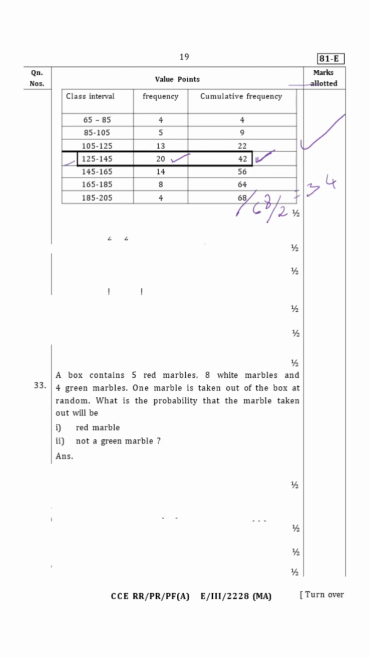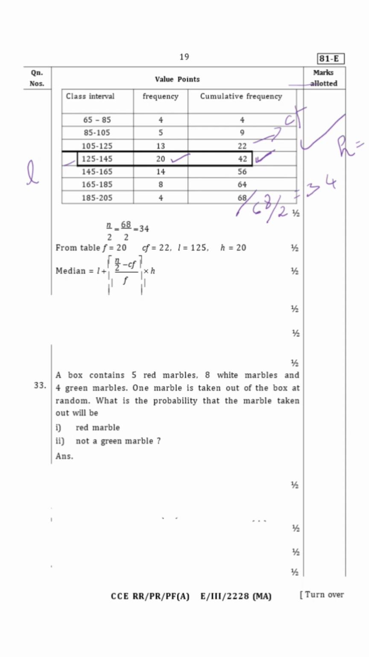L is 125. Cumulative frequency is 22. H is size of the class interval. 145 minus 125, it is 20. So the formula for calculating median is L plus n by 2 minus Cf by f into h.